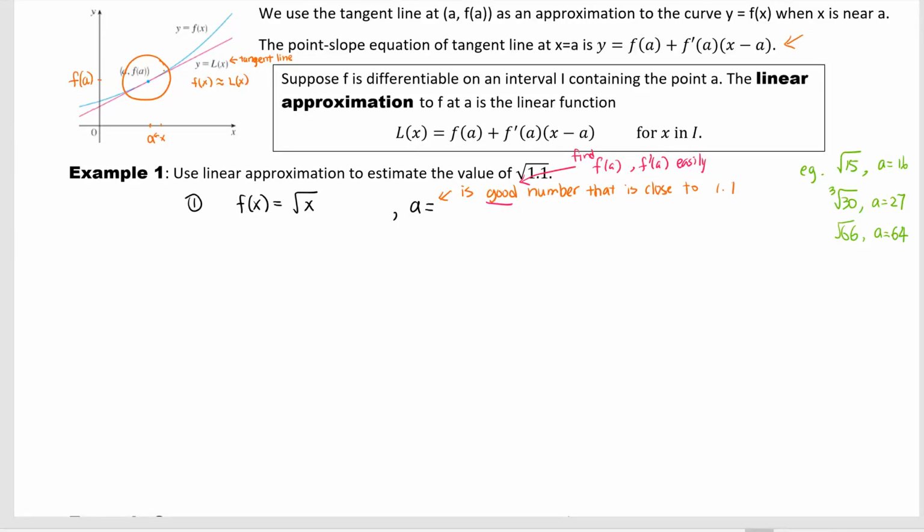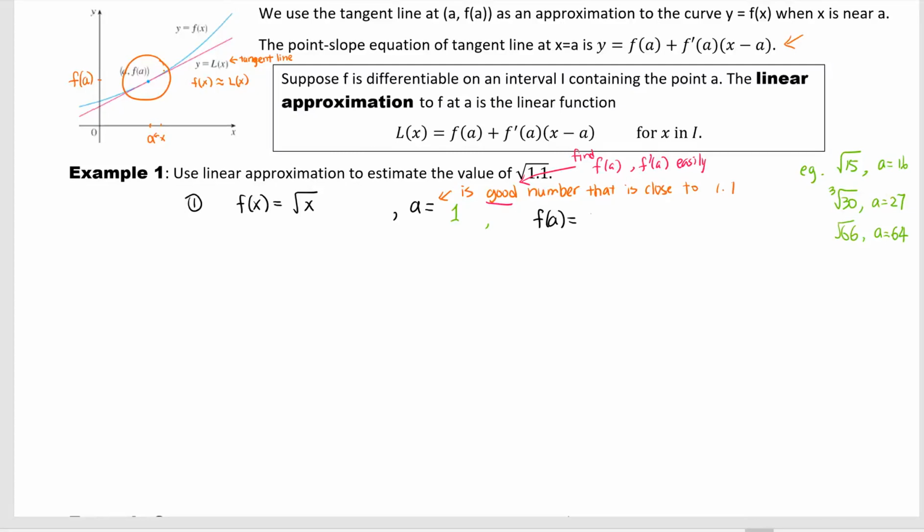Okay? So here, what is the good number? A good number close to 1.1, such that you know the square root of that number, is 1, right? So let's continue. So a is 1. And then what is f of a?